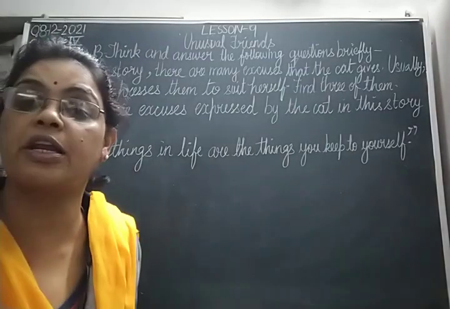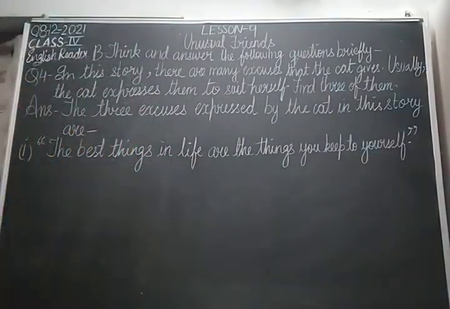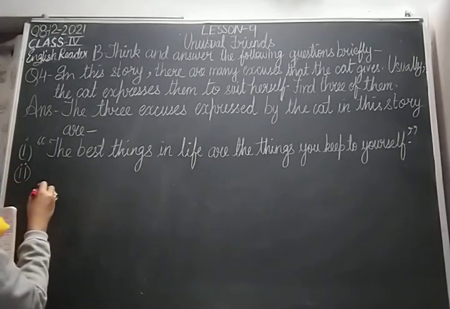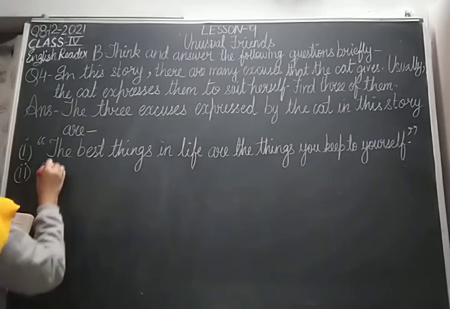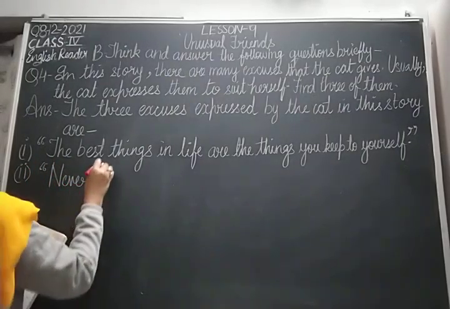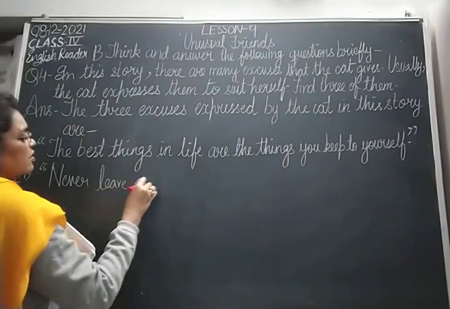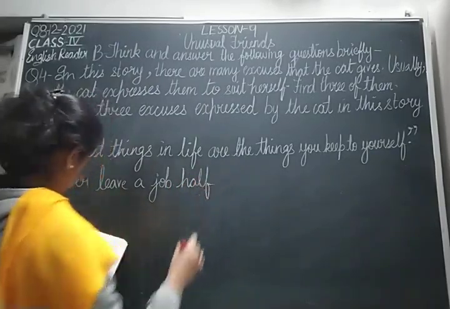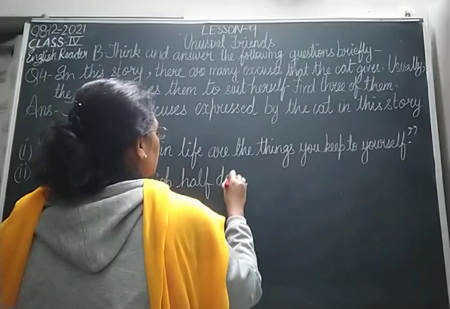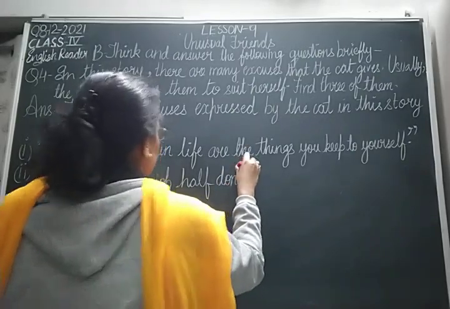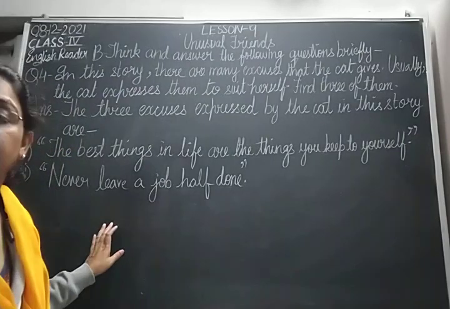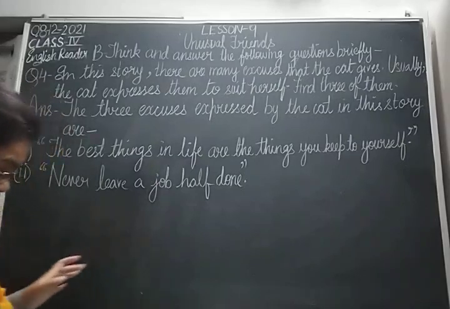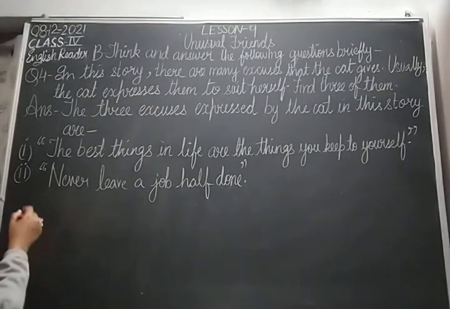Jitni bhi achhi cheeze hai, apne liye rakho, kisi se share mat karo. Because she didn't want to share the pot of dripping. Then the second excuse, children, is never leave a job half done. She had eaten the half pot of dripping and then she gave the excuse that why leave that also. She wanted to eat the pot of dripping all alone.